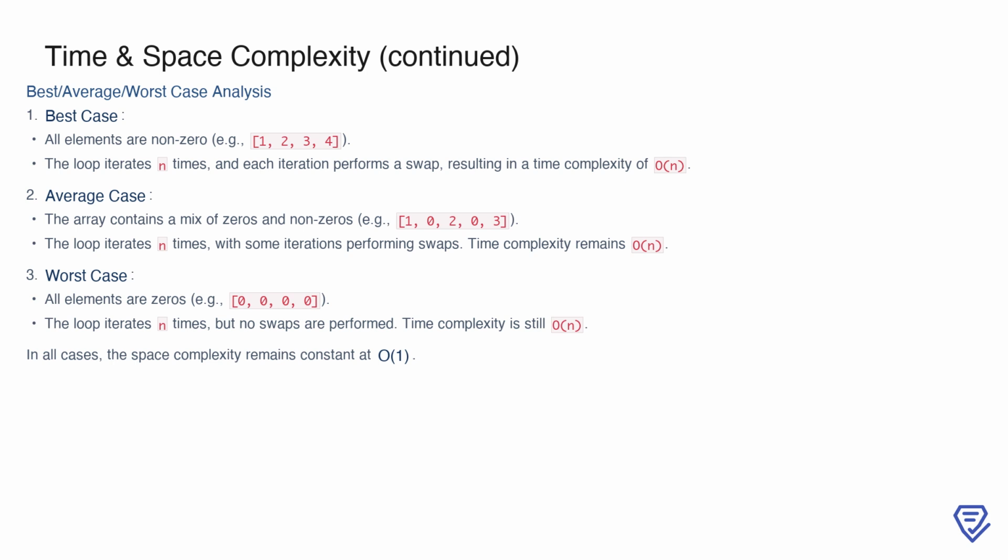In the worst case, where all elements are zeros, such as 0, 0, 0, 0, the loop again iterates n times, but no swaps are performed. Even so, the time complexity is still O(n). Across all scenarios, the space complexity stays constant at O(1), as no additional memory is used.